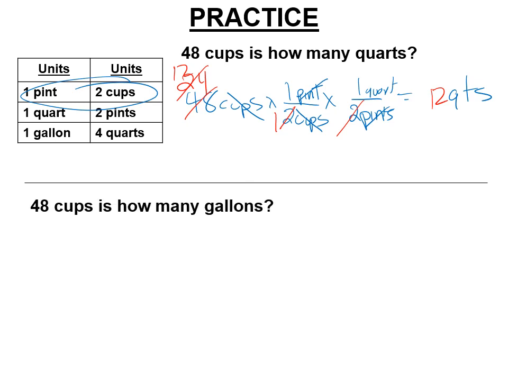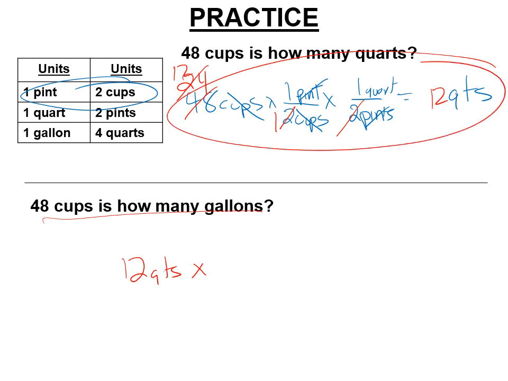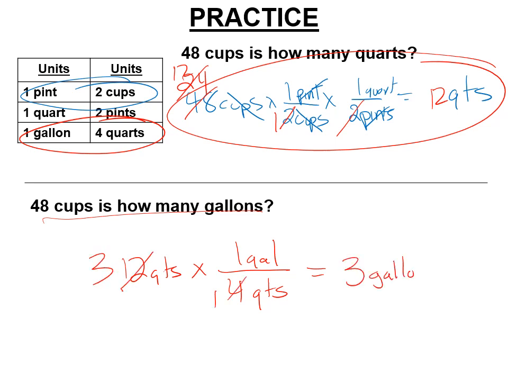48 cups is how many gallons? Okay, so now we've got to go from cups to gallons. All right, now we've already started this problem, so we're not going to mess with it, right? We have 12 quarts at this point, and we just have to get to gallons. So we've done the first two parts of this, and then quarts, we have to get to gallons. We're going to use the bottom one. 4 quarts is 1 gallon, so 12 quarts is 3 gallons.